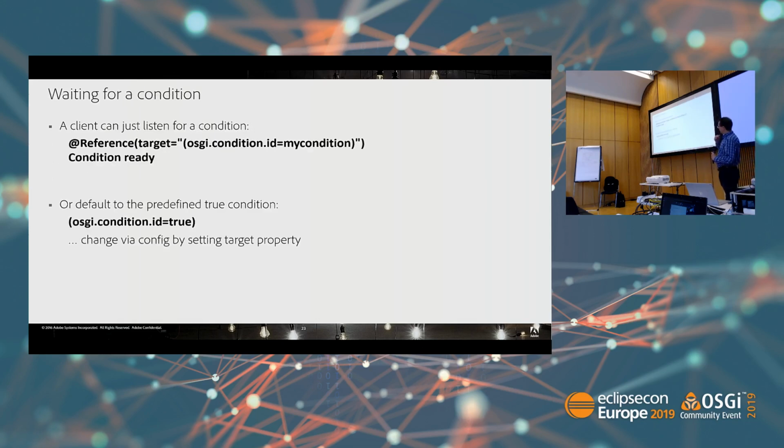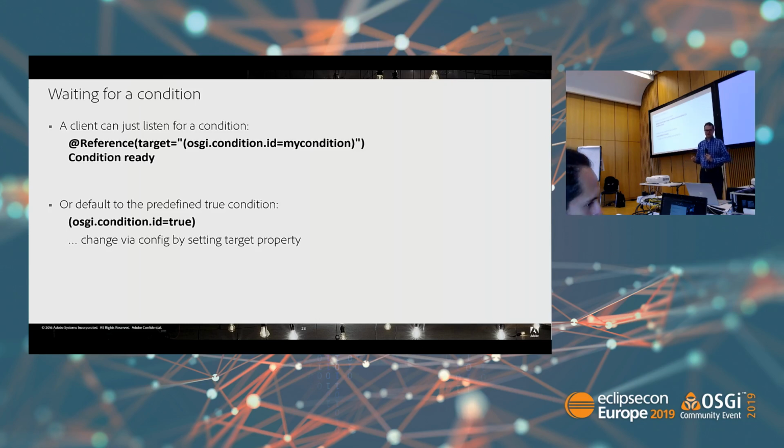So let's say I'm writing a DS component, and maybe the component prints the word ready on the screen or something like that. I only want that component to appear when my condition is there. So the only thing you need to do for that is have a reference in your DS component that is condition ready, and then as the target of the reference you need to name the condition that you wait for. So that's as simple as it is to use this.